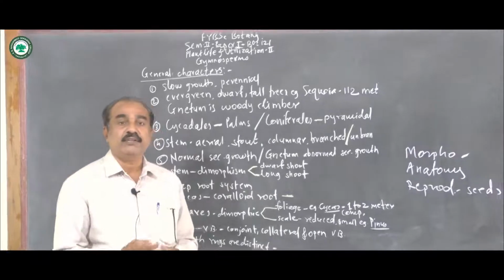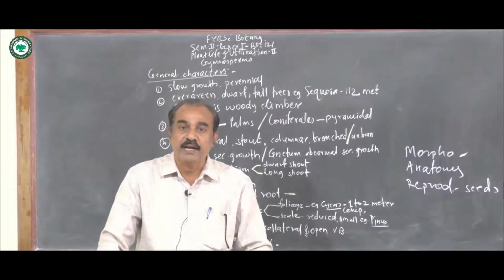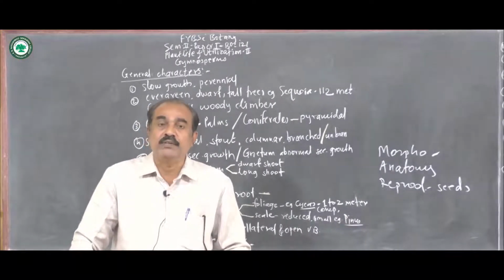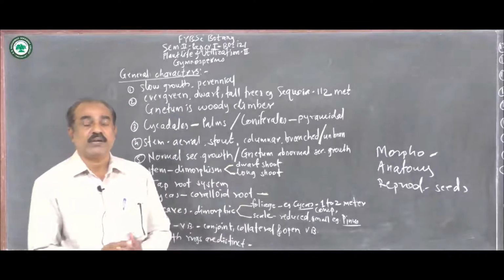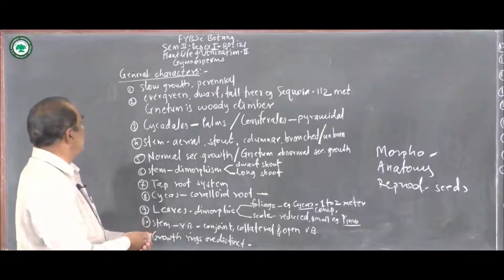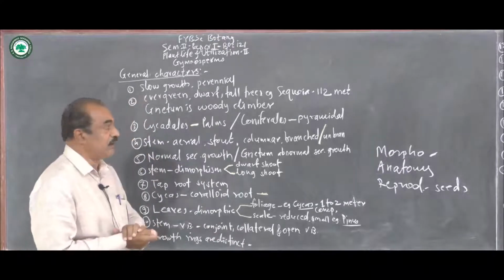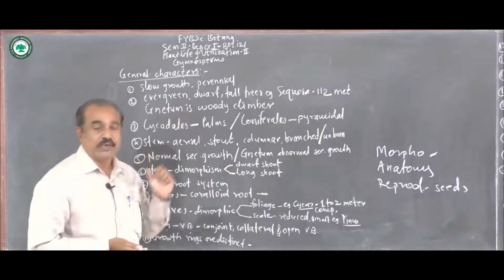For example, there is one plant, sequoia. It is the tallest plant in the plant kingdom, and it is about 112 meters in height. So these are the sequoia plants. They are the tallest in all plant groups. Our next character. Now there is one species of Gnetum. It is a climber, and this sequoia is of tree habit, and this Gnetum is a woody climber.